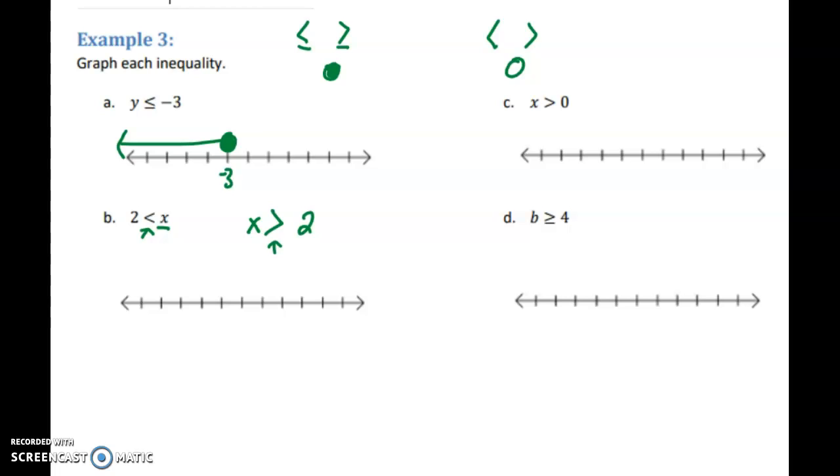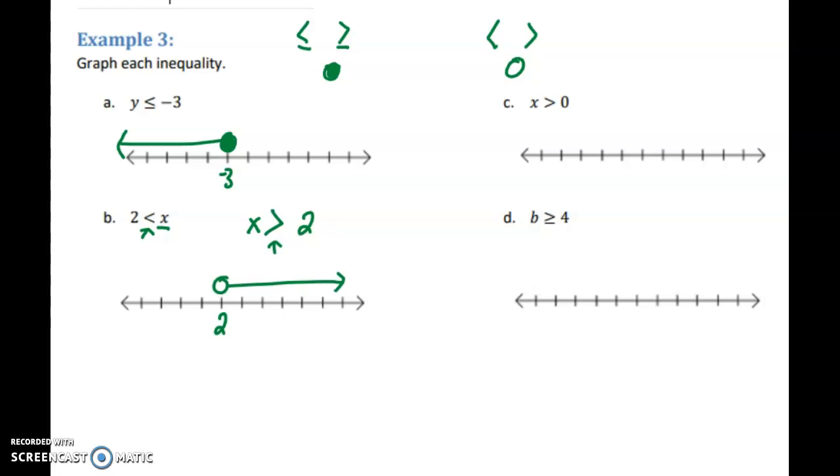So key is if the open side was towards the variable, keep the open side towards the variable, or vice versa. So I have 2. Now it is greater than, so it's an open circle, and x is greater than 2. Numbers that are larger than 2 are towards the right.